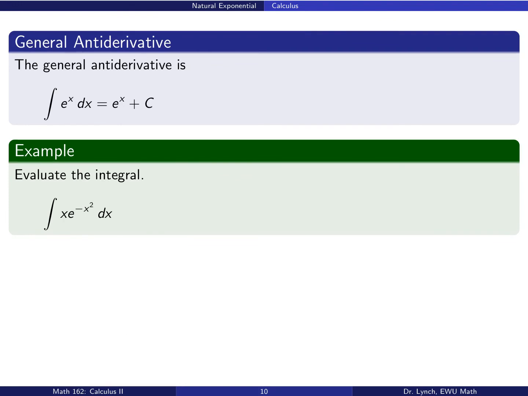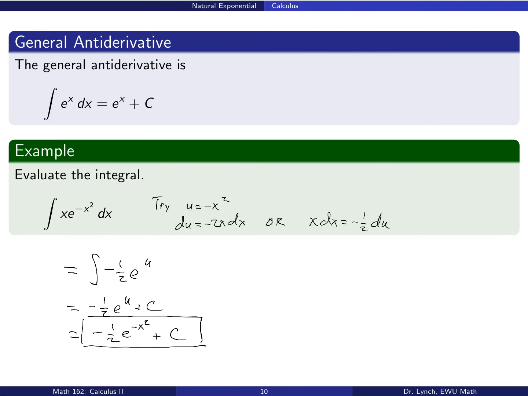Here's another example. Let's evaluate the integral of x e to the minus x squared dx. Here we'll try the u substitution, u equals negative x squared. The u substitution in this case is pretty quick too. Rewriting the integral as minus 1/2 e to the u du, we can see that the indefinite integral is minus 1/2 e to the u plus a constant, which back in x world is minus 1/2 e to the minus x squared plus a constant.